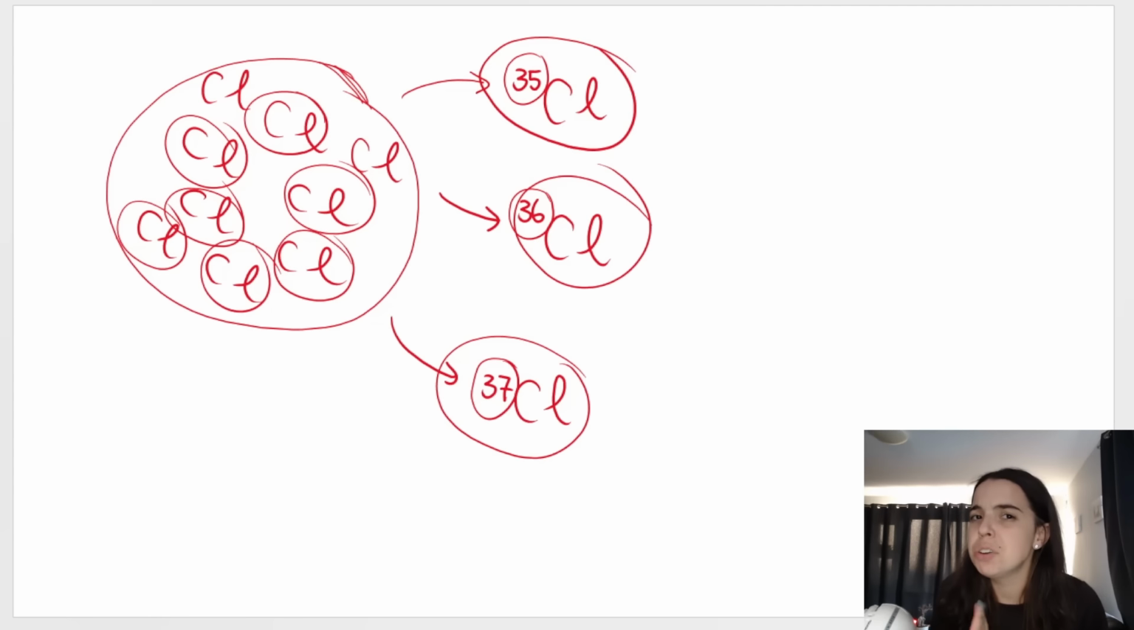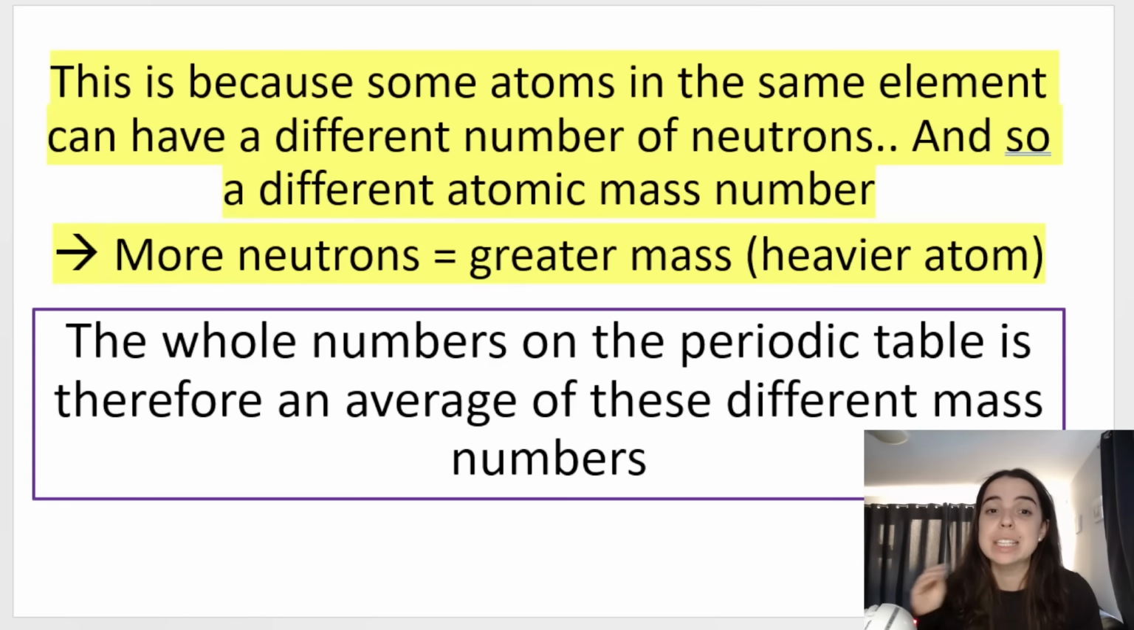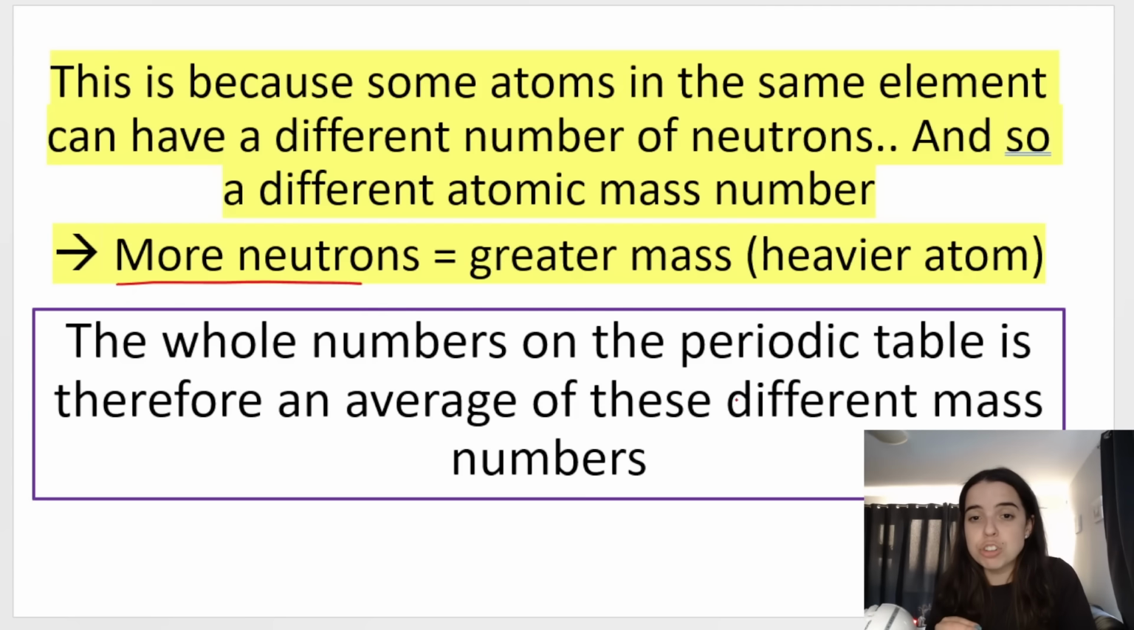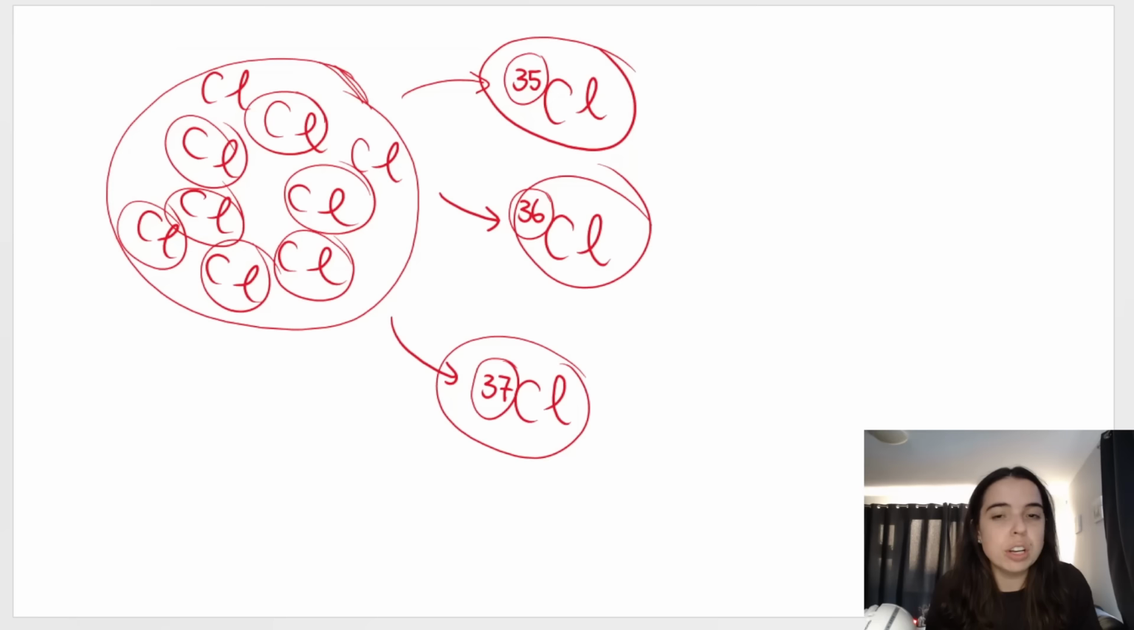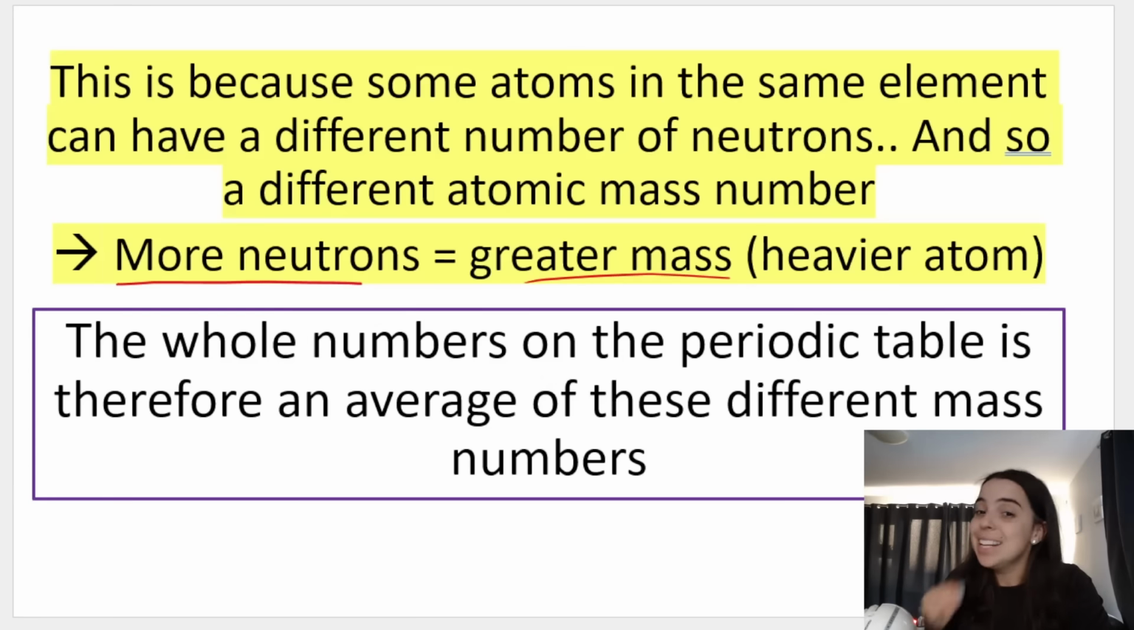And why do they have different atomic mass numbers? Because their number of neutrons is different. So some of them have more neutrons, and if they have more neutrons, it means they have a greater mass. So if you look at these three, which one has more neutrons? I hope you're saying 37, Cl37. It has more neutrons, therefore it has a greater atomic mass number. And again, what we see on the periodic table is kind of like an average of these numbers.